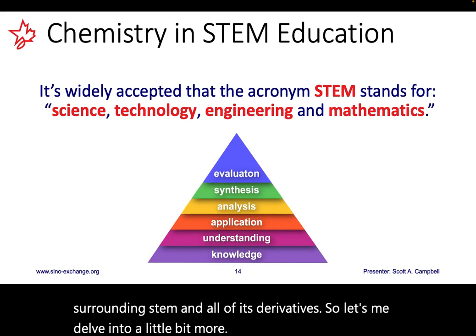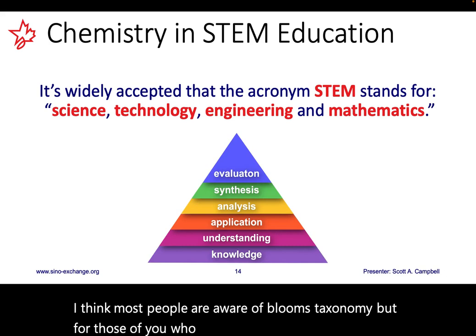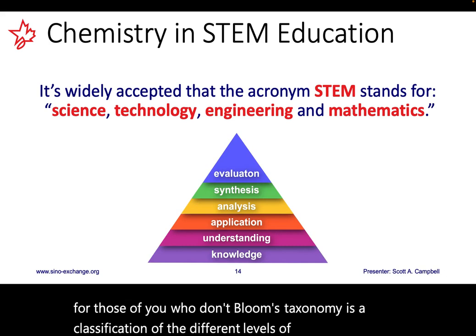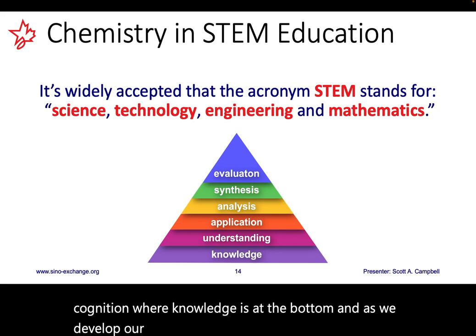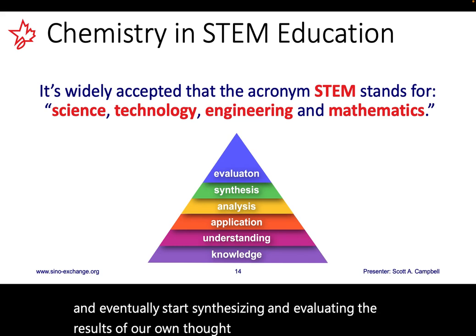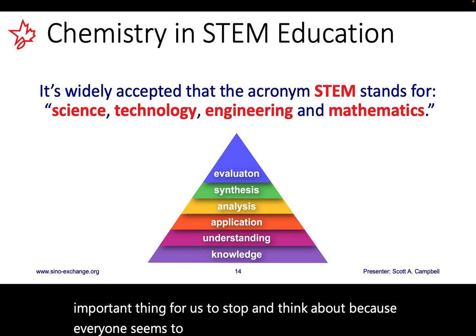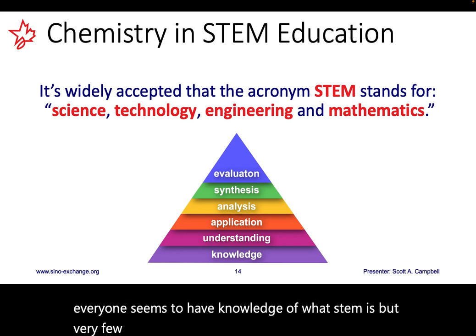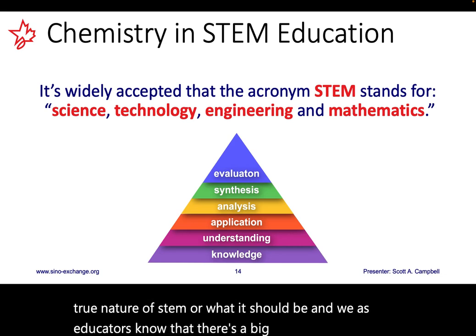Now, I think most people are aware of Bloom's taxonomy, but for those of you who don't, Bloom's taxonomy is a classification of the different levels of thinking or cognition, where knowledge is at the bottom, and as we develop our understandings, we can start applying what we know and eventually start synthesizing and evaluating the results of our own thought process. And I think this is an important thing for us to stop and think about, because everyone seems to have knowledge of what STEM is, but very few people have a deeper understanding of the true nature of STEM or what it should be. And we as educators know that there's a big difference between knowledge and understanding.